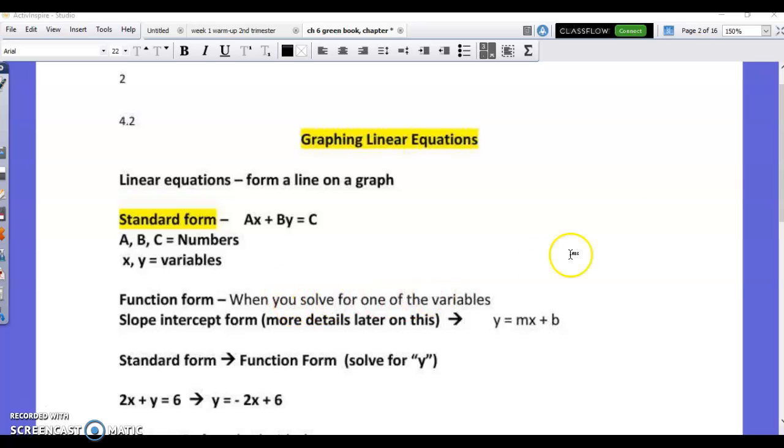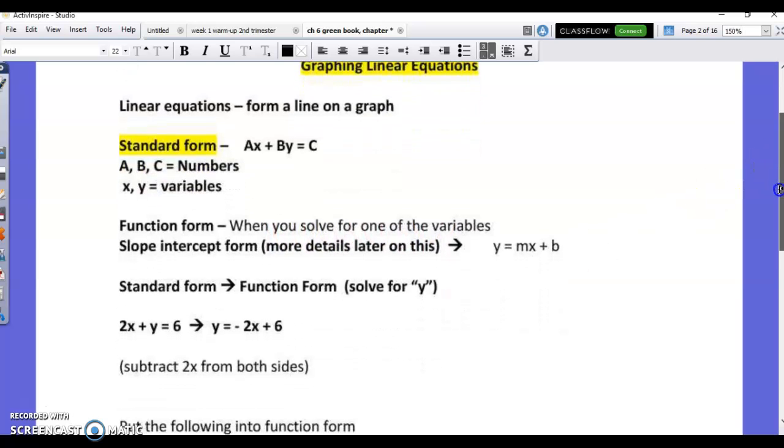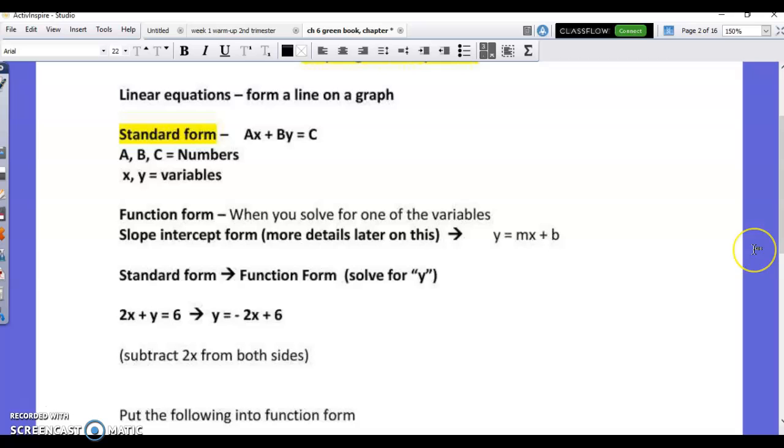Function form is when you solve for one of the variables. We are going to focus on solving for y because that would take it into a form called slope-intercept form, and again, more details on that later, but right now we're just focusing on how to take something from standard form and put it into slope-intercept form. So this would have been a standard form, and we solve for y by subtracting 2x from both sides, and we get it into slope-intercept form.